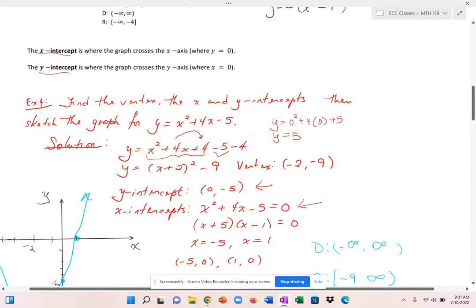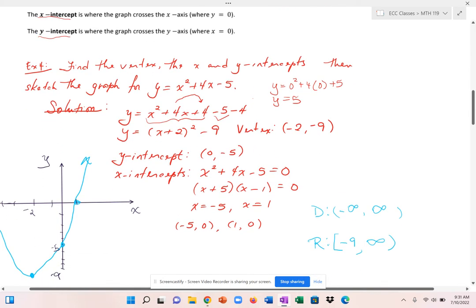This is considered to be the standard form of the equation, which is different than standard form of a function. So when I factor this, I get x plus 5 and x minus 1. That gives me two solutions, -5 and +1. So those represent two x-intercepts, and those points are (-5, 0) and (1, 0).